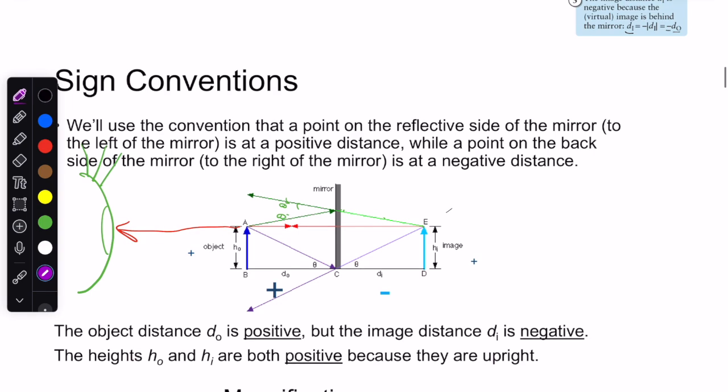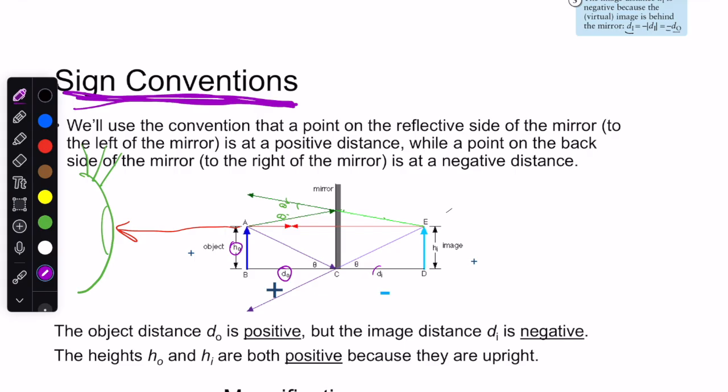Now let's talk about sign conventions. Okay, we're going to have some sign conventions for our mirrors, and you're going to see we'll have some for lenses too in the next lecture. So the sign conventions are that the object distance is always positive, and the object height is going to be positive if it's pointing up, okay?